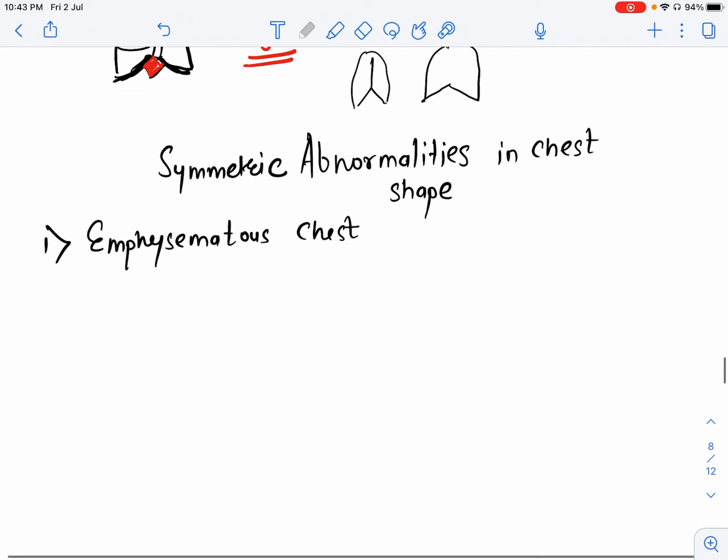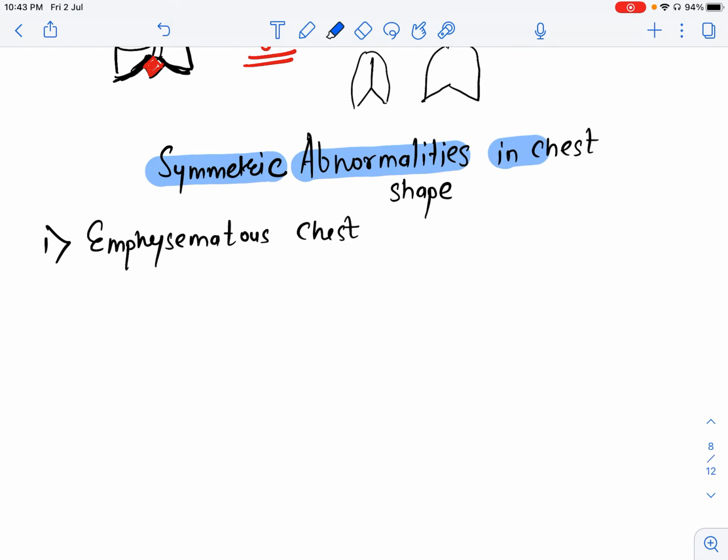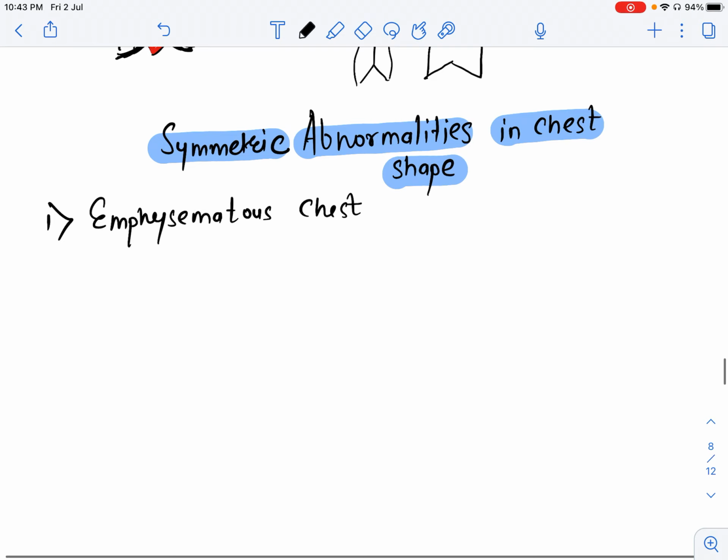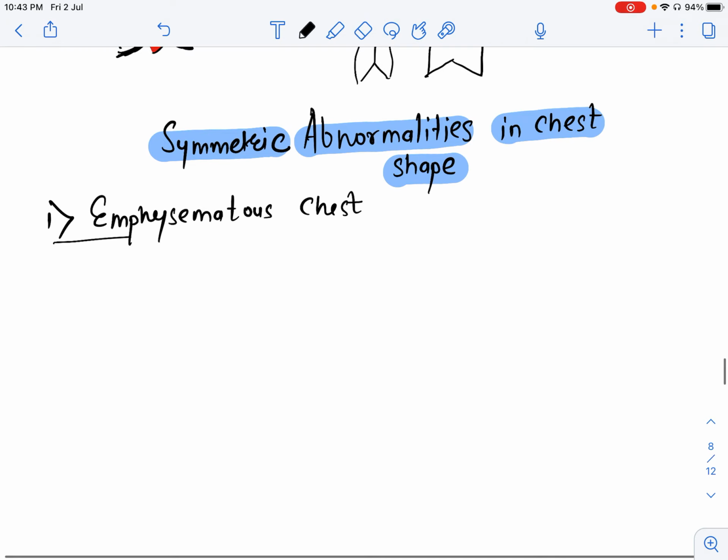abnormalities. When we are talking about abnormalities, first we'll discuss the symmetric abnormalities. These are obviously abnormalities, but they are symmetrical on both sides. We'll only talk about the important 3 or 4 types. The first type is known as the emphysematous chest, also known as barrel chest.